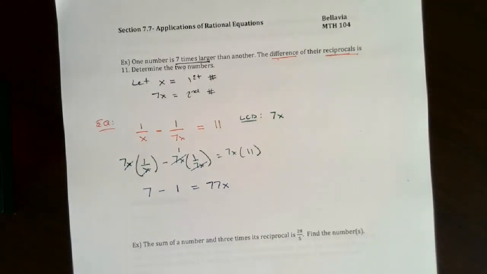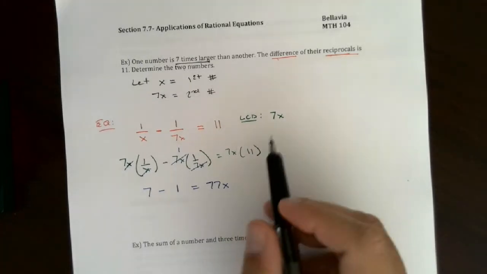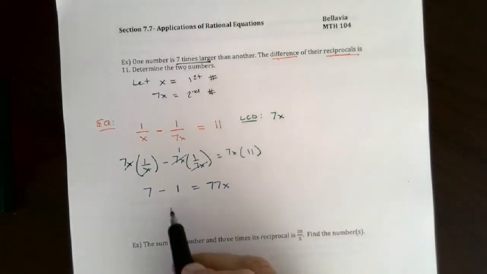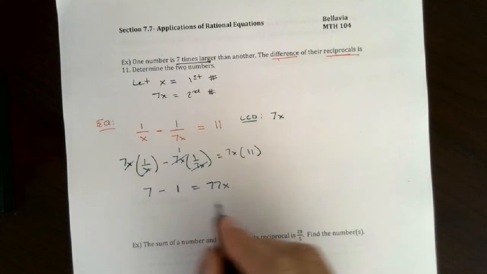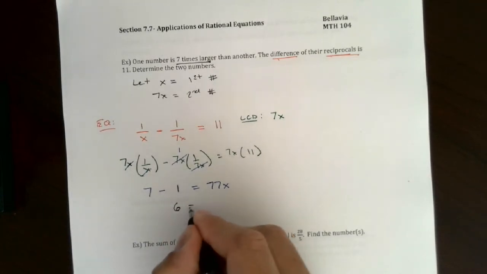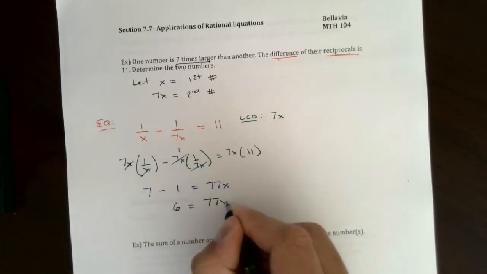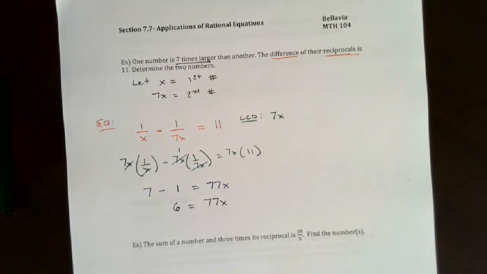And now fractions are gone. If you didn't clear fractions at this point, that would mean that you didn't pick a good LCD. You didn't pick a common denominator at all, actually. So now once we're here, combine like terms. 7 minus 1 gives us 6 equals 77x. And we want to solve for x.